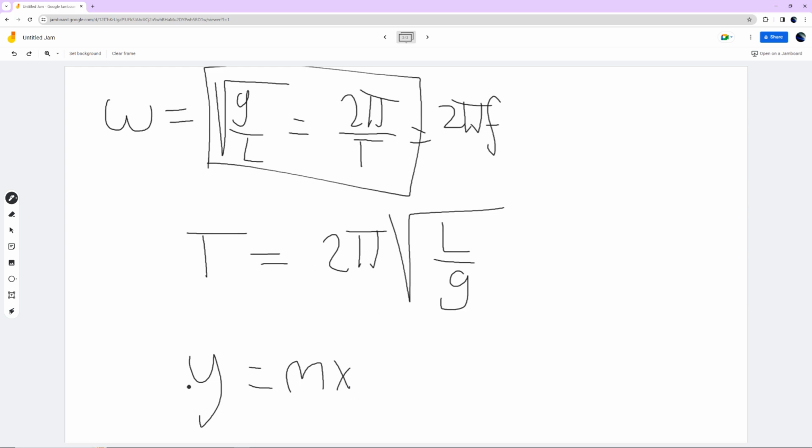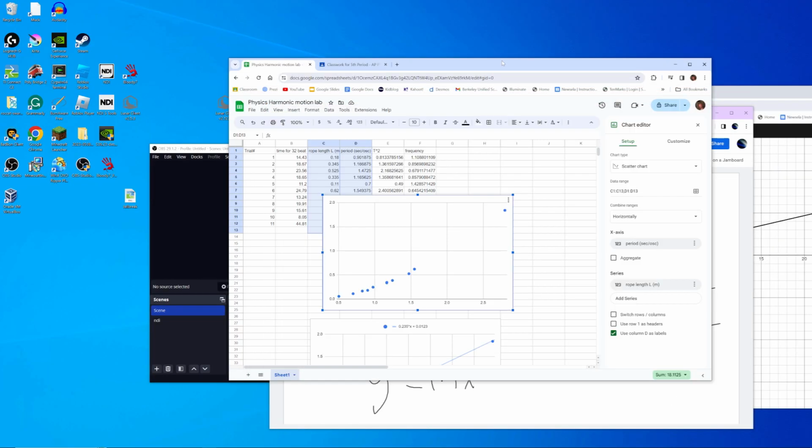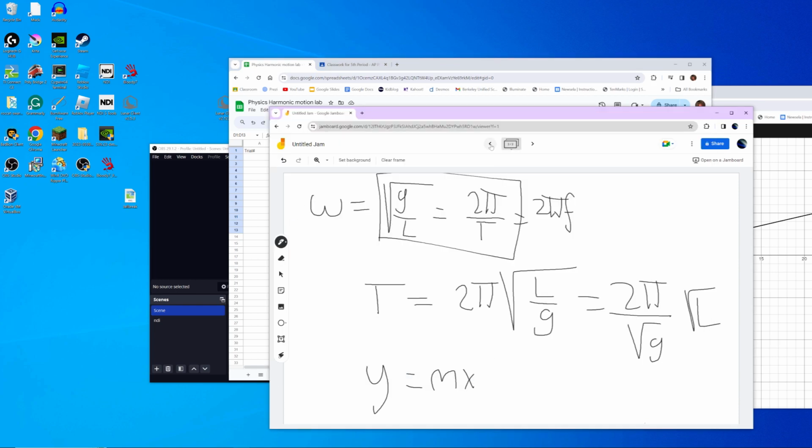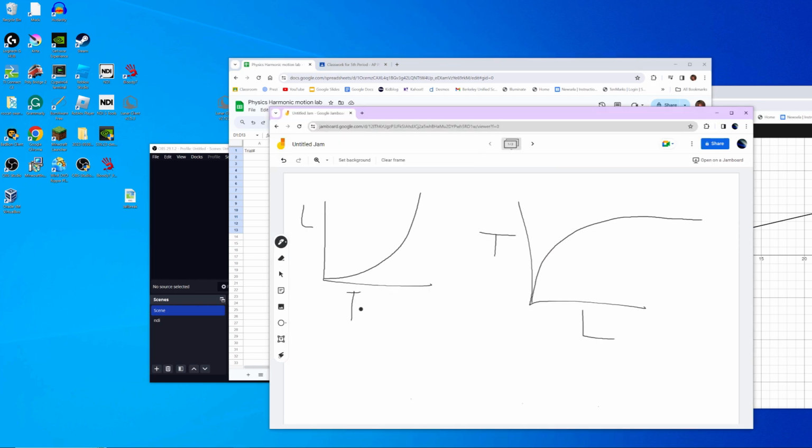If we look at this right now, this means our y is T. For the mx, if we remove all the extra stuff, all the constants, we could say root g. We have our m being this whole thing, and then the x being square root of L. But if we notice, he wanted us to do L versus the period, L being the length.